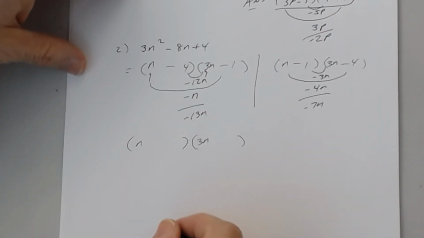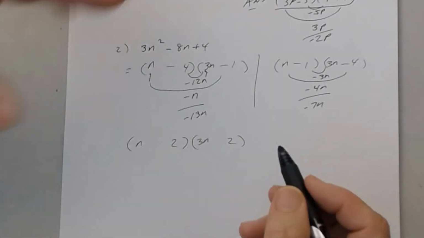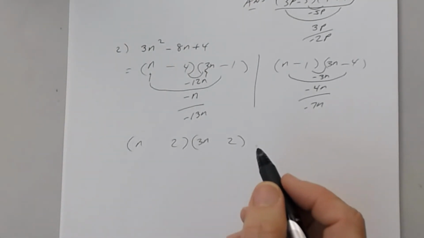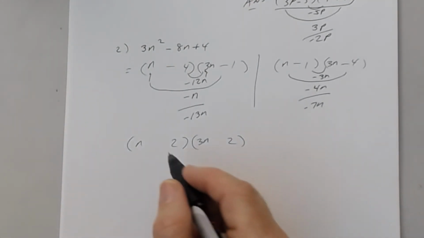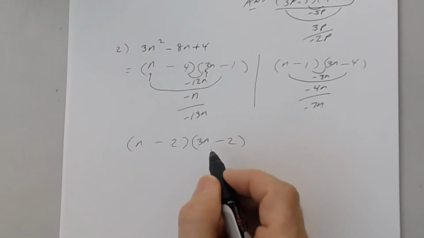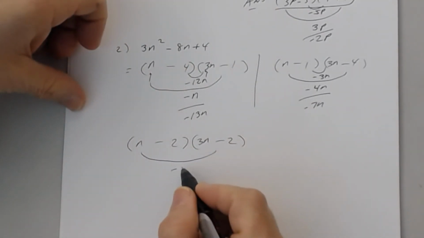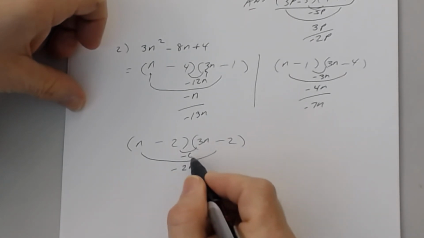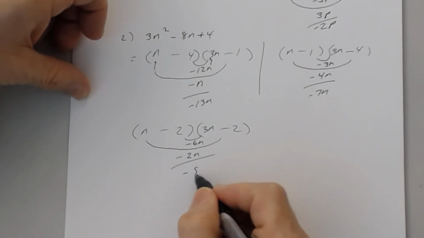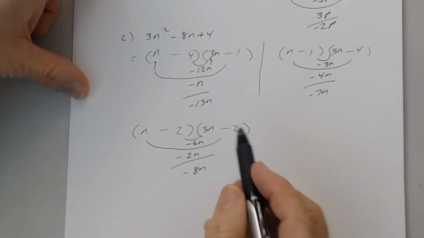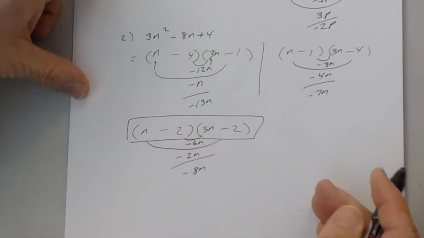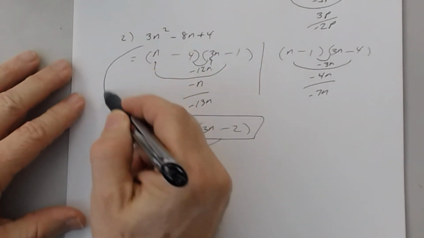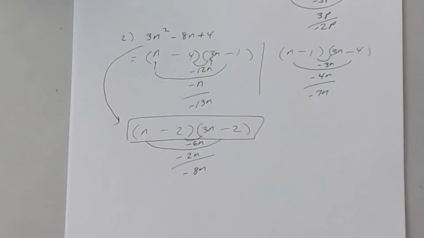So then, what are you going to try now? 2 and 2. That's what you're going to try. So let's put the 2 here, 2 here. Obviously, there's only one way to put the 2 and the 2, right? And they're both negative, correct? Now let's check. What's the outer? What's the inner? What do you get when you add them up? Is that what you wanted? Yes. So there's the answer. You factored this as n minus 2 times 3n minus 2. Okay? That's how you factor.